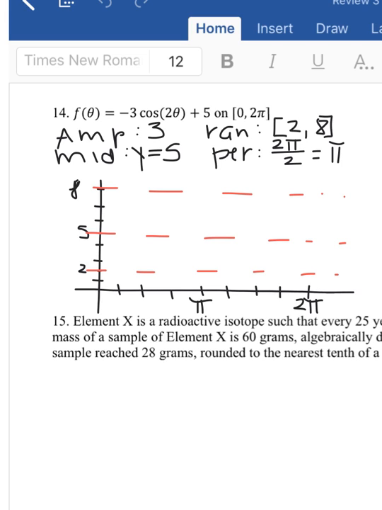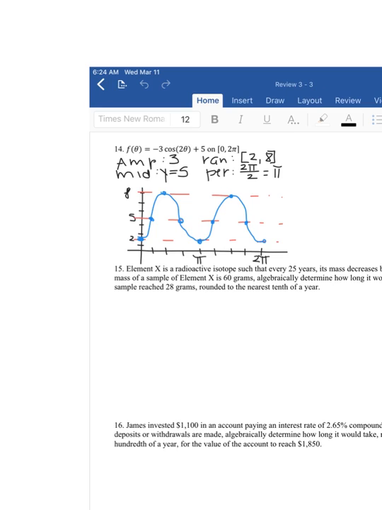Cosine always starts at the max or the min. Because this is a negative cosine, it starts at the min, and then your next slash is on the midline, next slash is on the max, and then the midline, and then the min. This is one cycle of this cosine graph, but then you keep graphing it until you complete what the domain wants, which would be from 0 until 2 pi. Okay, again, nice and curved graphs should look better than mine.